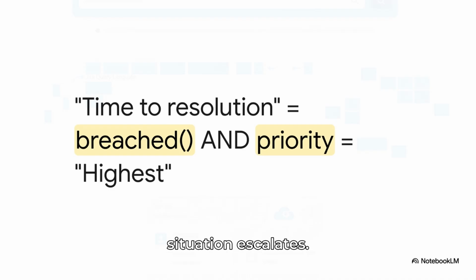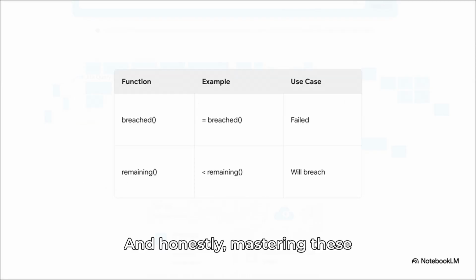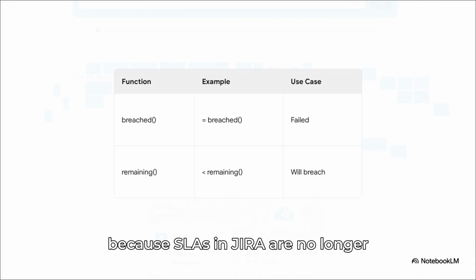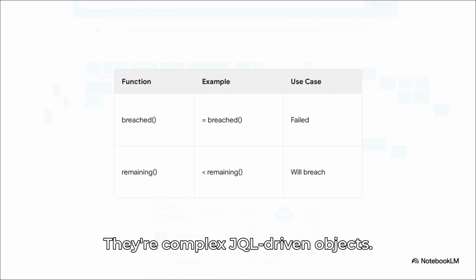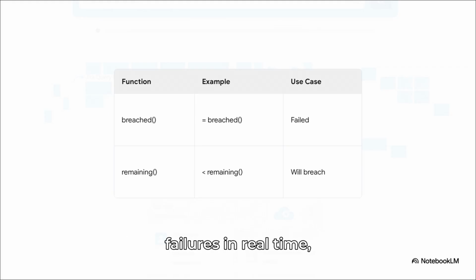the whole situation escalates. And honestly, mastering these advanced SLA functions is totally essential because SLAs in Jira are no longer just simple countdown timers. They're complex, JQL-driven objects. The breached function identifies failures in real time, but ever breached is amazing for retrospective analysis, identifying tickets that failed at any point in their history to give you a holistic view of service quality.